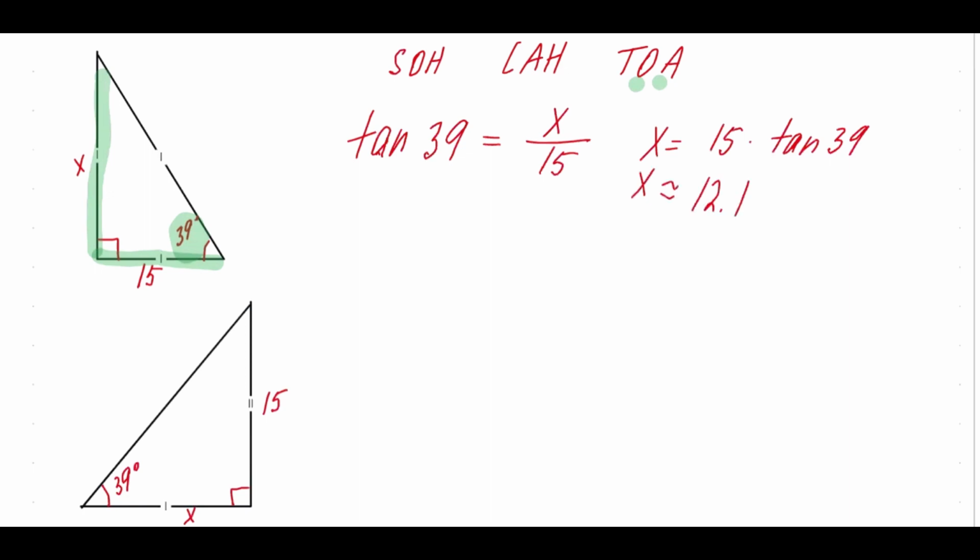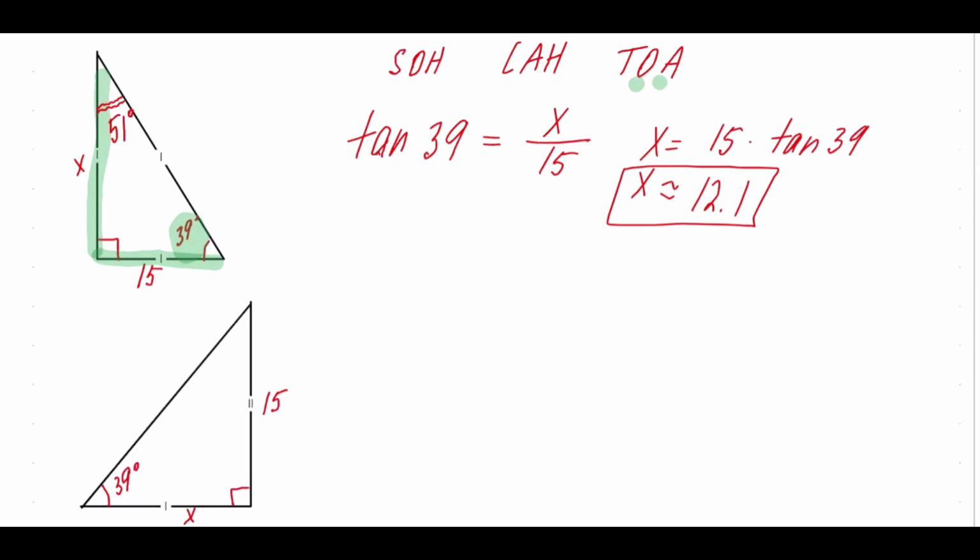Now, how can we check if this answer makes sense? How much is this angle? We have 90 together, right? So we take 90 and subtract 39, and that should be 51. If you remember, across the bigger, wider angle we have a longer side. So across 51 we have 15. Across 39 should be something smaller than 15. And yes, it does make sense.